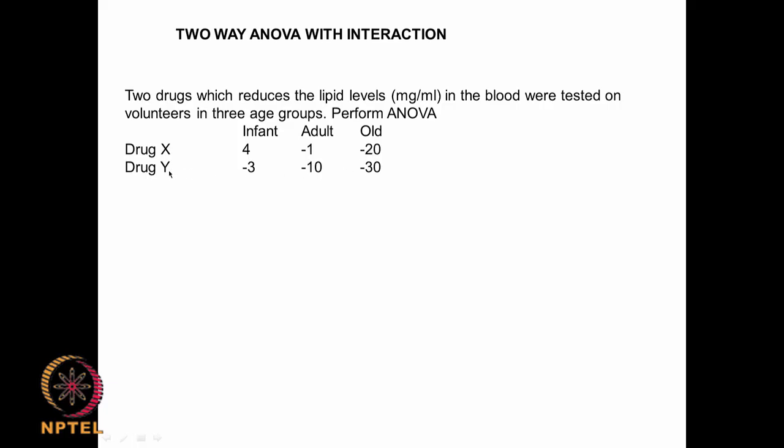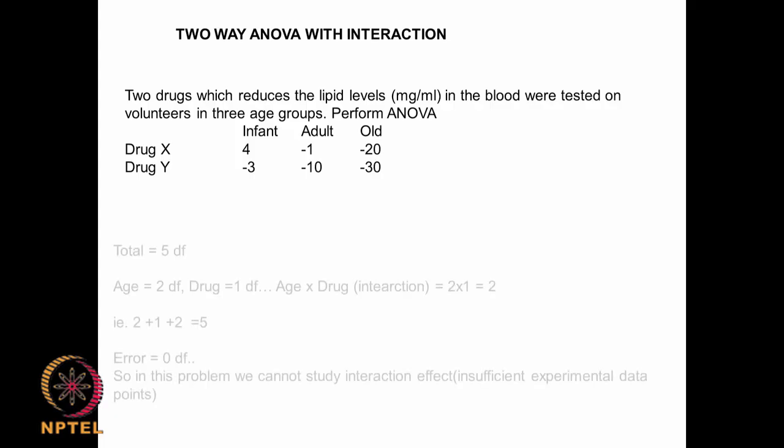Okay, when you take drug Y, drug X is increasing a little bit on the infant, it is lowering on drug Y when drug Y is given, and it is almost constant on the aged people. So, obviously there appears to be an interaction between the drug and the age of the subjects, or age of the volunteers. Okay, now let us look at the various degrees of freedom.